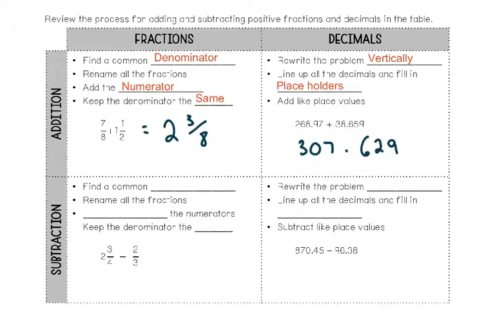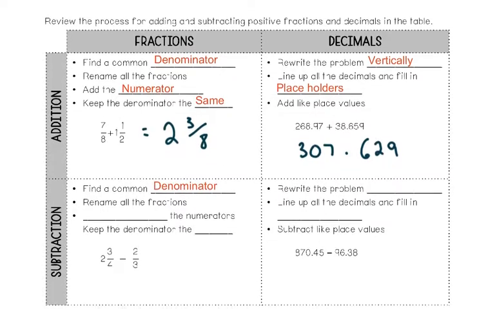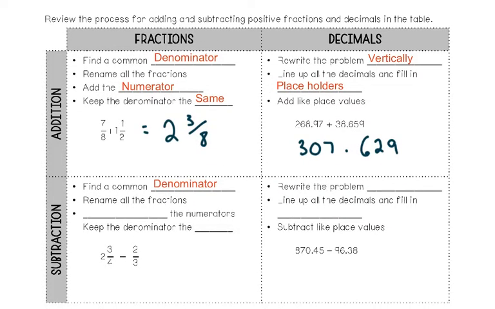You find a common denominator. It's the same way you would if you were adding fractions. You find a common denominator. Then you rename all your fractions. So make sure that they are equivalent fractions to what you had to start with. So the next step when you want to subtract fractions is to subtract the numerators only. So you're only subtracting the top part of the fraction. And then just like adding fractions, you want to keep the denominator the same.